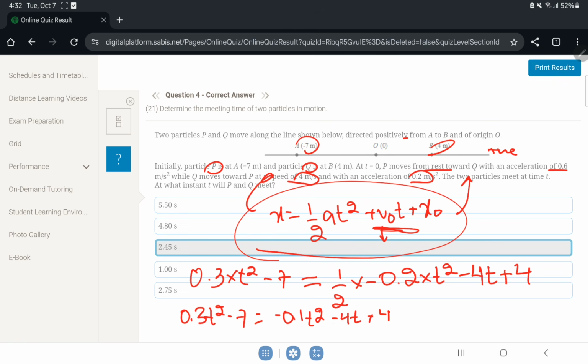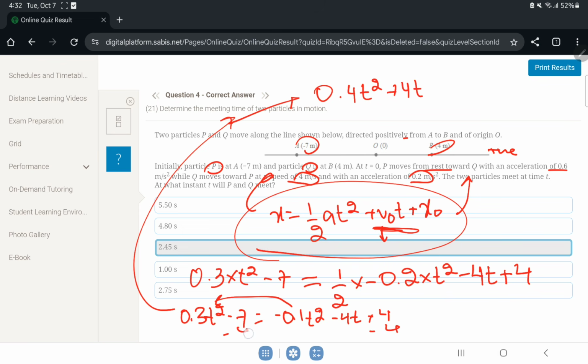Minus 4t becomes plus 4, so let's continue here. Move this one to the other side, so plus 0.1 t squared, so it becomes 0.4 t squared plus 4t minus 4 minus 7, so we get -11, and make it equal to 0.